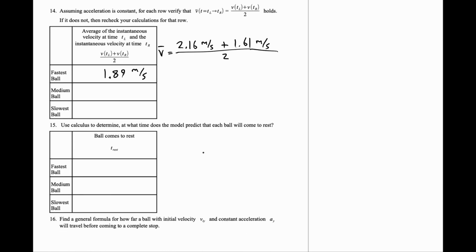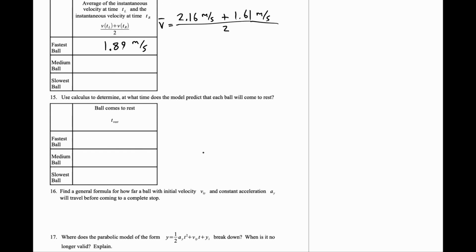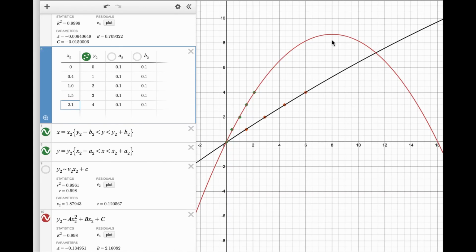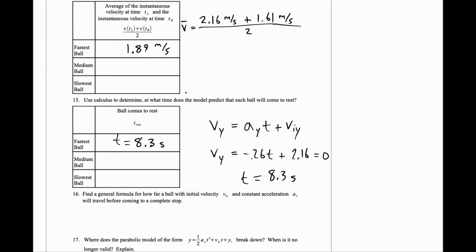And lastly, can we extrapolate it to find out where would the ball come to rest of its own volition, assuming that the acceleration was constant? So for that, you can click right on the vertex of the parabola and say an 8.0. You just need an approximate time when it comes to rest.